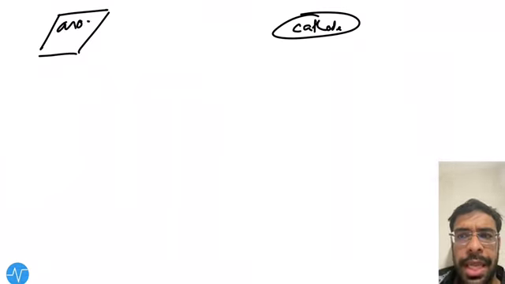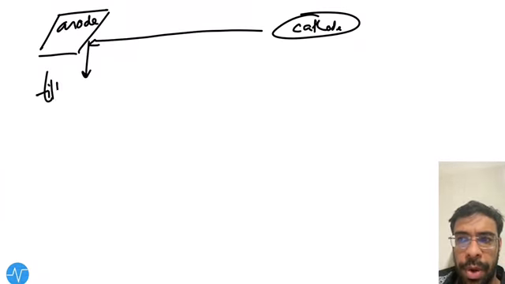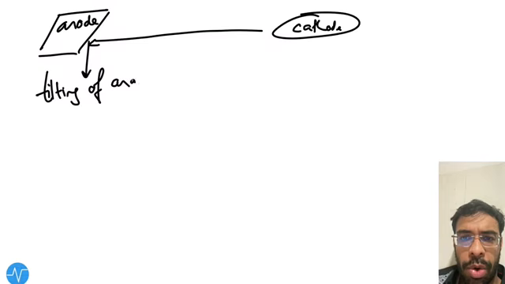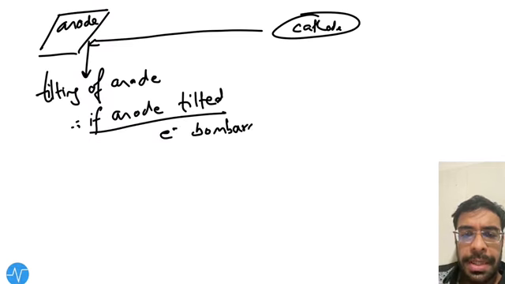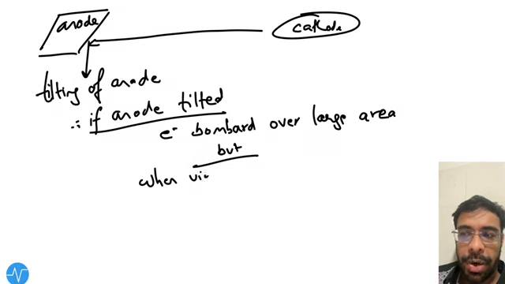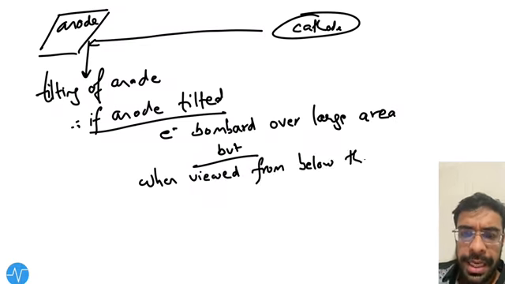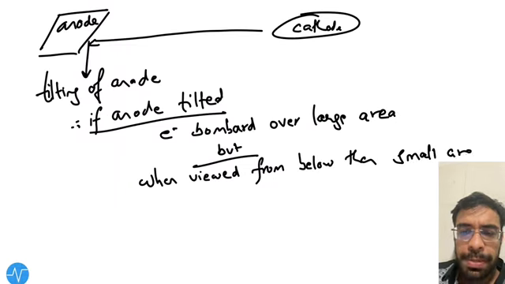Now let us draw the diagram. First cathode, anode. From the cathode, electrons go and hit the anode at the focal spot, and X-rays are produced. Because of the line focus principle, there is tilting of the anode. Because of this tilting, electrons will be bombarded over a large area, but when we view the X-rays, this area will be small, which we will see subsequently in how we find the image.